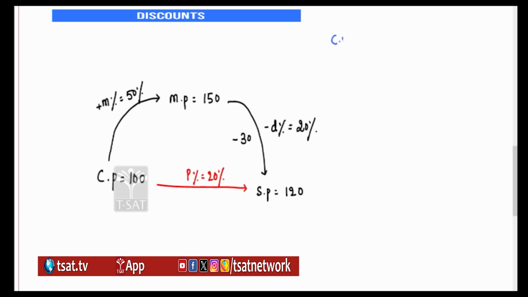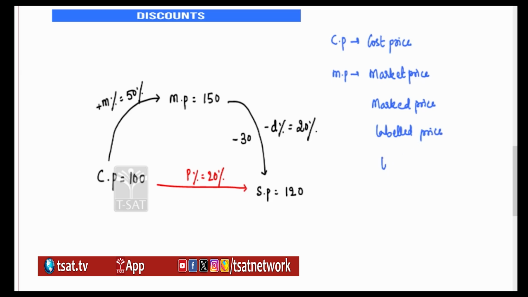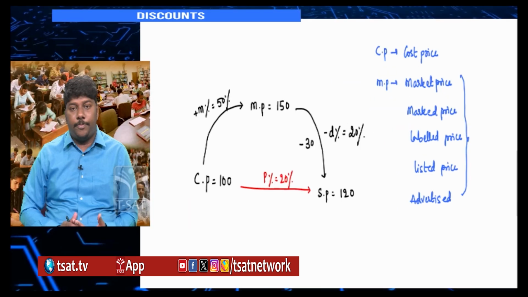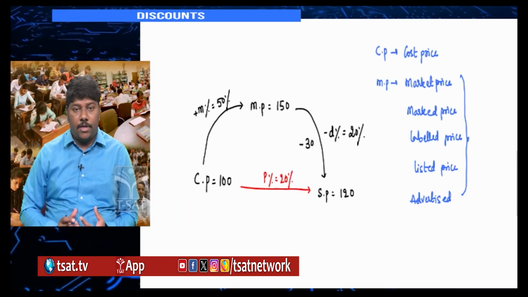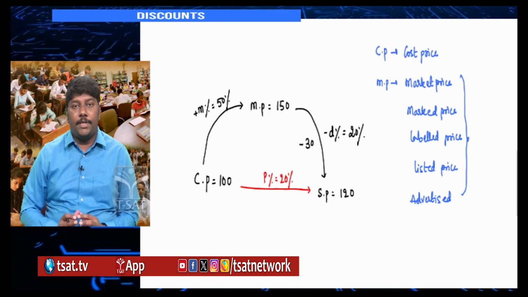CP is nothing but cost price. MP is nothing but market price. You can call it a marked price. You can also call it a labeled price, or sometimes listed price, sometimes advertised price. All these prices are nothing but MP only, upon which you are going to give a discount. You give a discount on marked price, market price, labeled price, listed price, or advertised price, all of this.